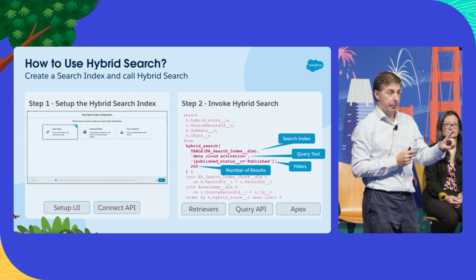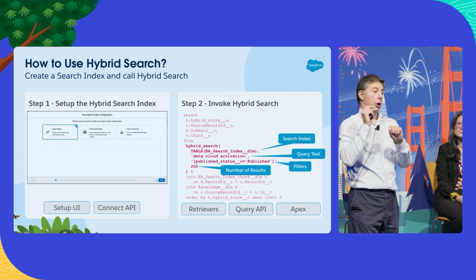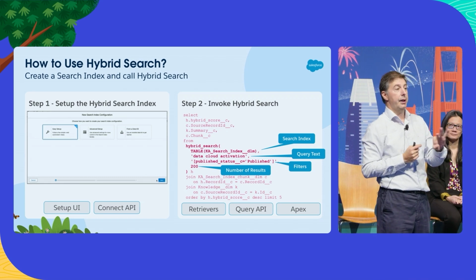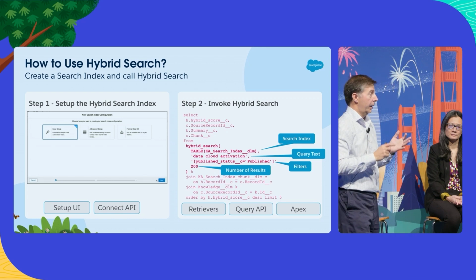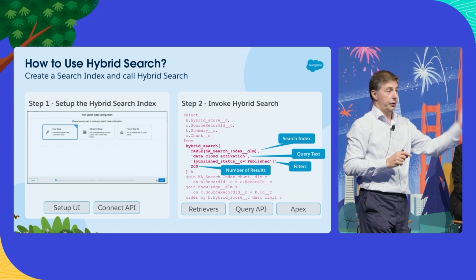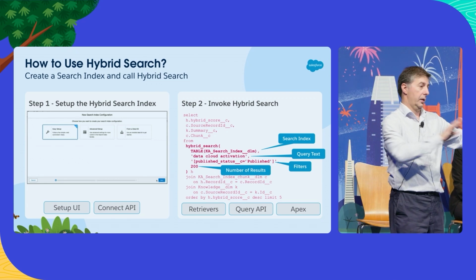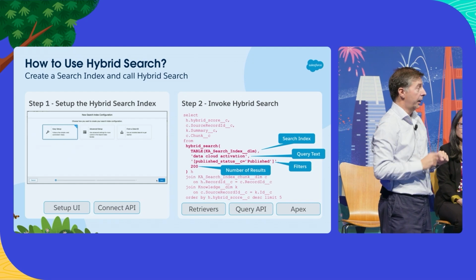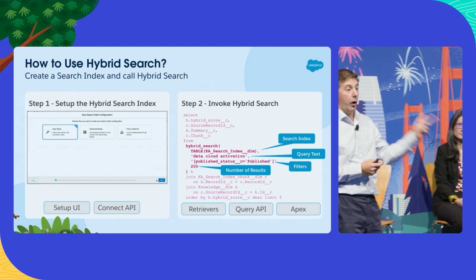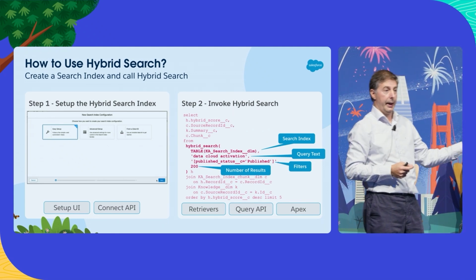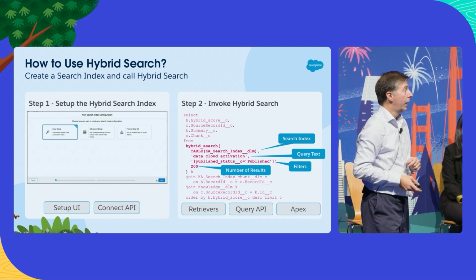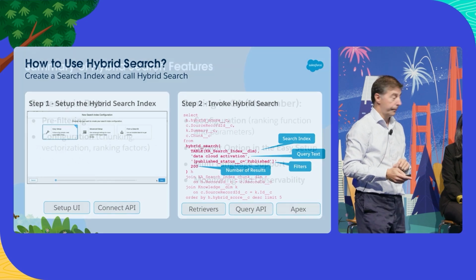Now, the second step is you need to call and send a query to the hybrid search service. And there's three alternatives there. There's the no-code solution, the retrievers that Franny showed in a prompt builder. So you can use a retriever and with no code call hybrid search and get the results. But you can also use it either through the Data Cloud Query API or Apex code, and you can call directly the hybrid search. So these are the ways, the two main steps that you have to use hybrid search.